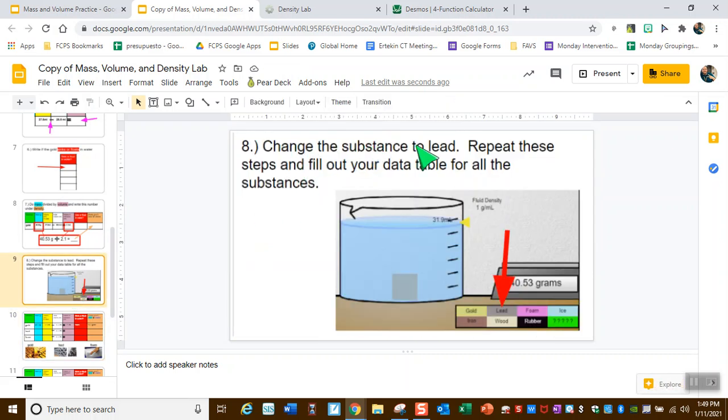Change the substance to lead. Repeat these steps and fill out your data table for all the substances. Vas a cambiar la sustancia y repetir estos pasos para todas las sustancias.